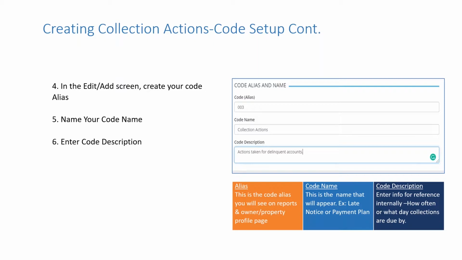And then you don't have to put a description in, but it's nice, and it's not going to be visible on the owner side, but you'll be able to see it for reference internally. You can put your cheat sheet notes in here of how often or what days collections are due by, or special requests by the board on how you do things, so that it's there when you review your collections.